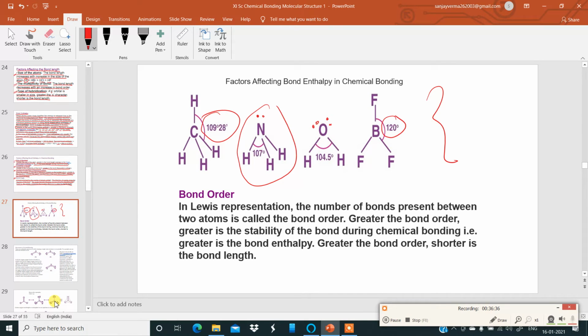Okay, trigonal planar molecule. The next bond characteristic is called bond order. In Lewis representation, the number of bonds present between two atoms is called the bond order. Greater the bond order, greater is the stability of the bond during chemical bonding. That is, greater is the bond enthalpy. Greater the bond order, shorter is the bond length. Very important sentence over here. Greater the bond order, shorter will be the bond length.